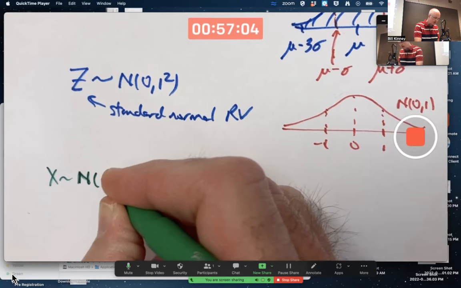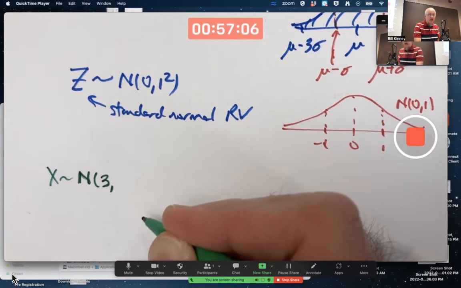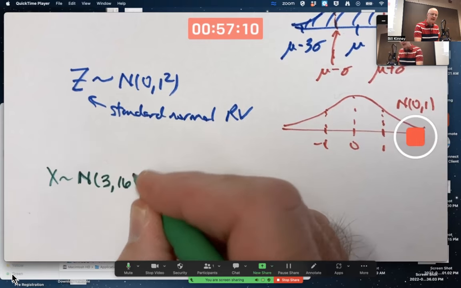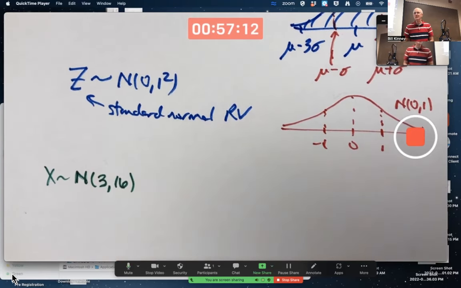So say X is normal with a mean of 3 and a variance of 16. So the standard deviation would be 4. Okay, I could have made that not a nice number. You should be able to deal with situations where the standard deviation is an irrational number like square root of 7 or something.